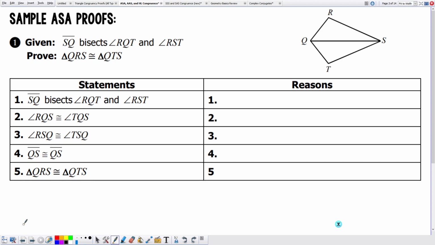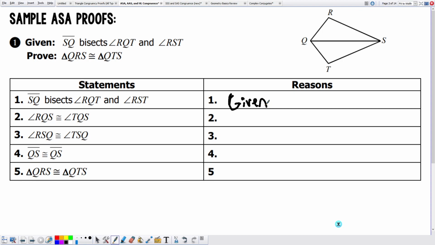So, SQ bisects our angle RQT. So, how can we approach this problem? We know, as typical, the first reason is always our given. And from here, we can establish some interesting facts, all right?